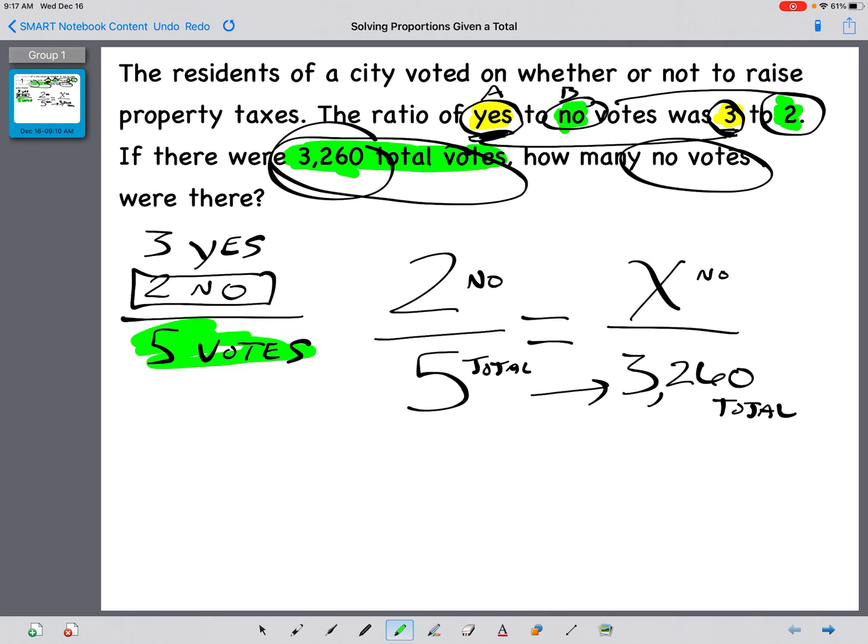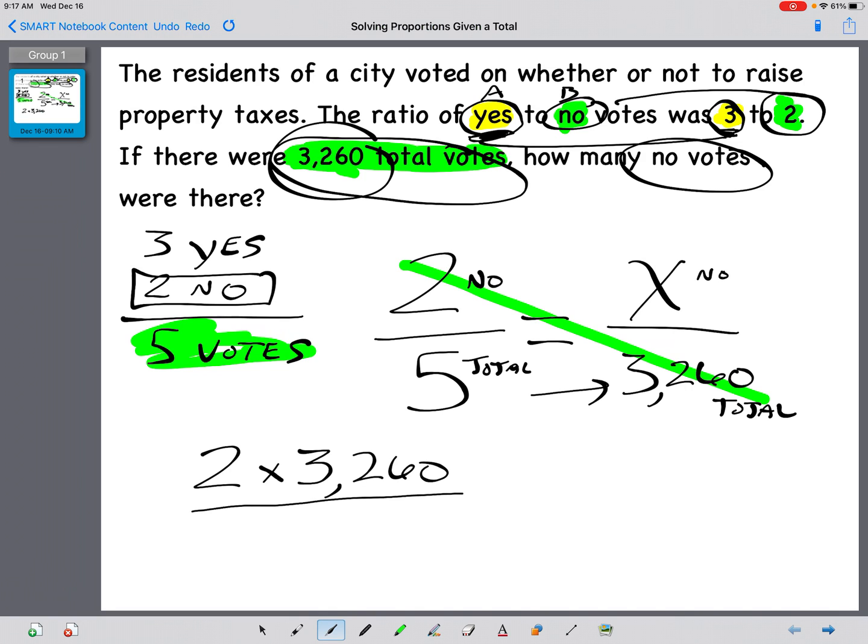Okay, so now just use the methodology for solving proportions, where you take the known quantities that are diagonal from each other. In this case it's 2 and 3,260. So we multiply those. Always multiply the 2 known quantities. So it's going to be 2 times 3,260. And then when we get that product, we're going to divide it by the quantity that is across from the variable, or diagonal from the variable. In this case, that's 5.